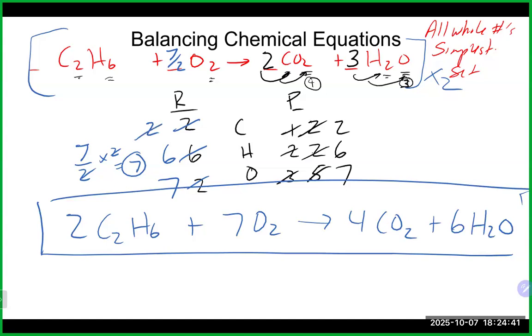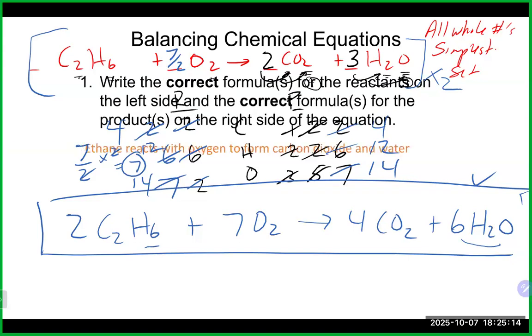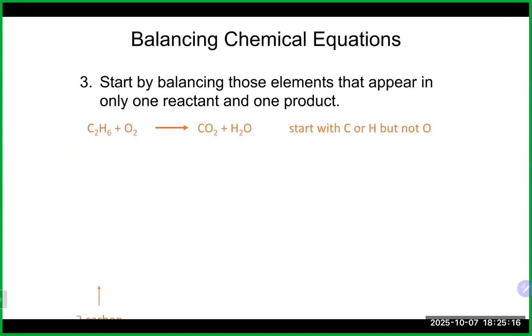We now have 4 carbons on the left. We got 12 hydrogens there on the left, and 7 times 2 is 14 oxygens. On the right, we got 4 carbons. 4 times 2 is 8, plus 6 more is 14 oxygens. And 6 times 2 is 12, so we are balanced. So again, sometimes you do need to use a fraction to balance the equation. You just need to clear it when it's all said and done. Any questions on that there? All right. So scroll through that. That's basically what we just did.